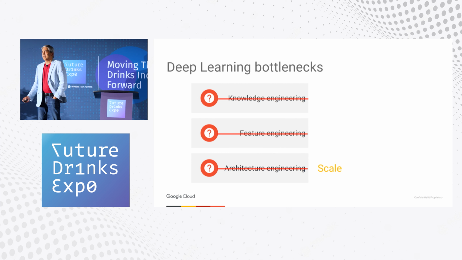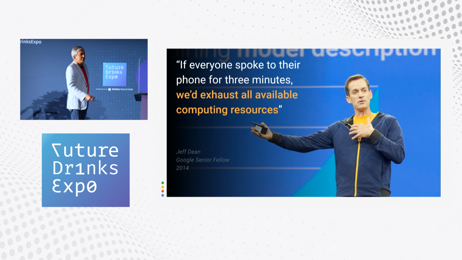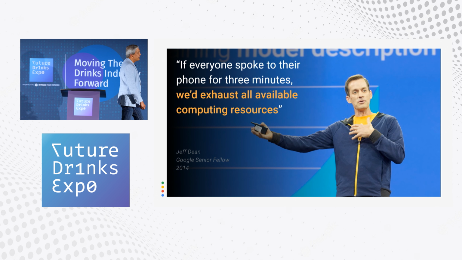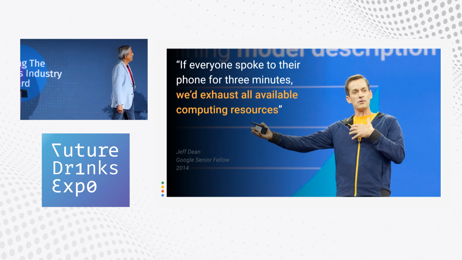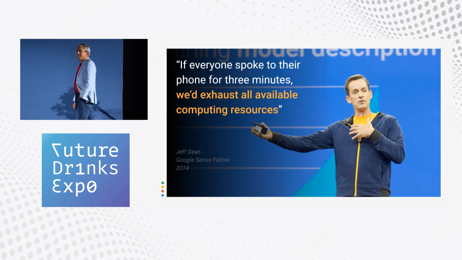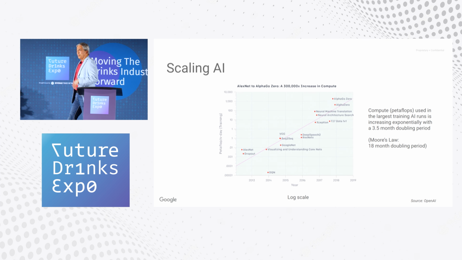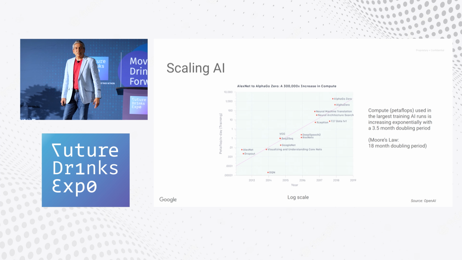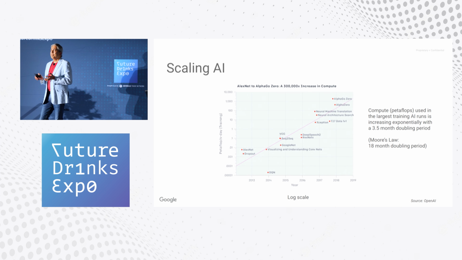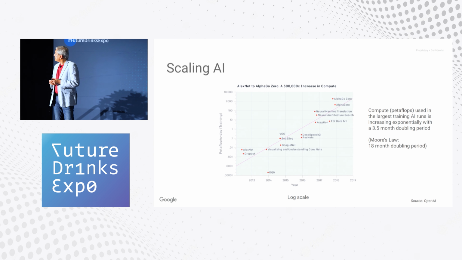So I mentioned there were 2 bottlenecks. The second one is scale. This is Jeff Dean. He leads that AI team. He's our most senior Google fellow. He said if everyone spoke to their phone for 3 minutes, we'd exhaust all available computing resources. It's a huge amount of data, right? And now if you imagine we have these nine applications with 1 billion users each, imagine the data that's being generated. Petabytes of data every single day after day, billions of hits. How do we model all of that?